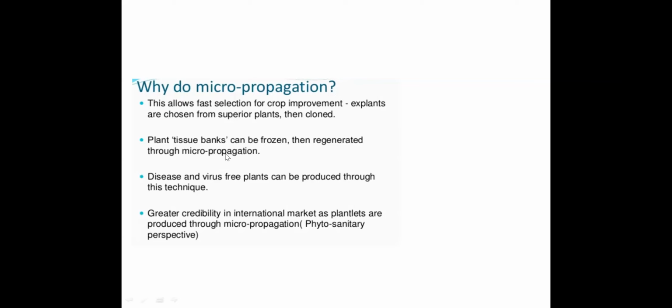Then tissue banks are produced due to micropropagation. Every endangered plant, or a callus culture, is deposited in tissue banks. Whenever required, you can pay a price and collect the tissue, and you can propagate it whenever required. So this is possible. Another very important advantage or application is disease and virus free plants.